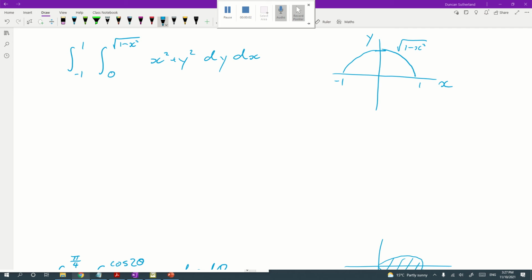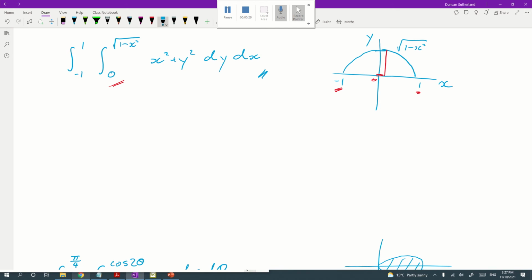Let's do a few examples of double integrals in polar coordinates. Let's firstly convert and compute this integral. So firstly, I've plotted y equals, y starts at 0, goes to this function here. So we're integrating like this, between x equals -1 and 1. So it's this semicircle.